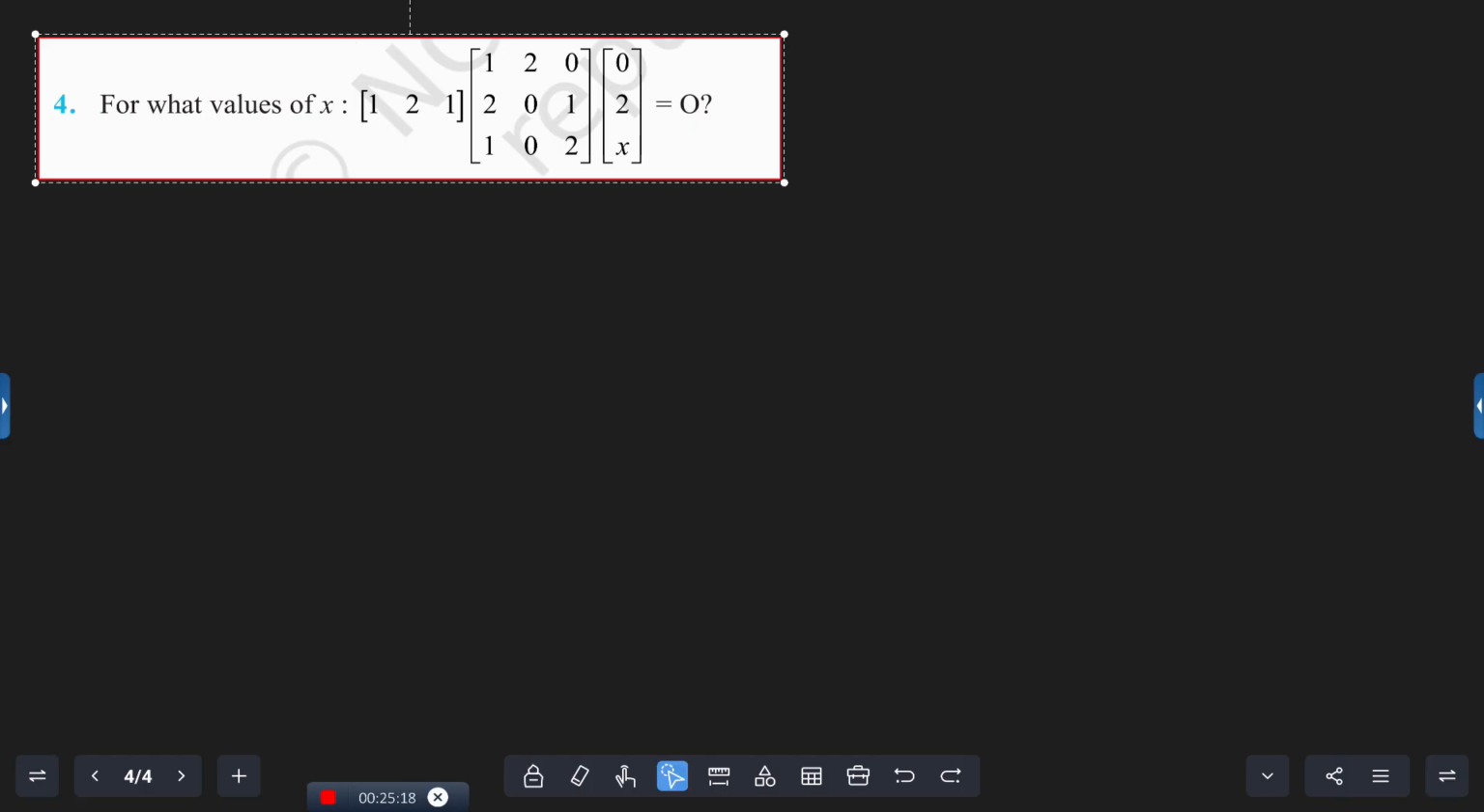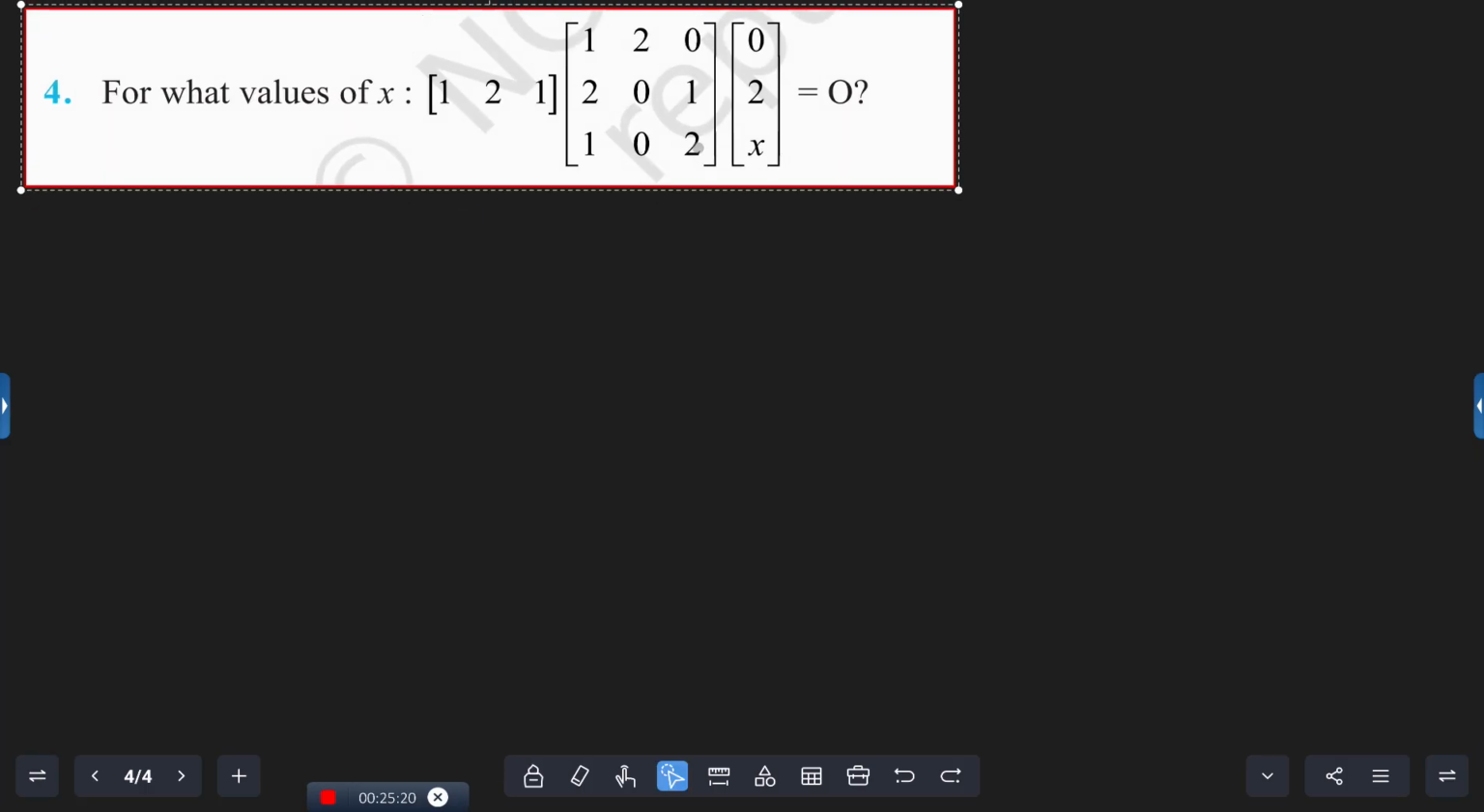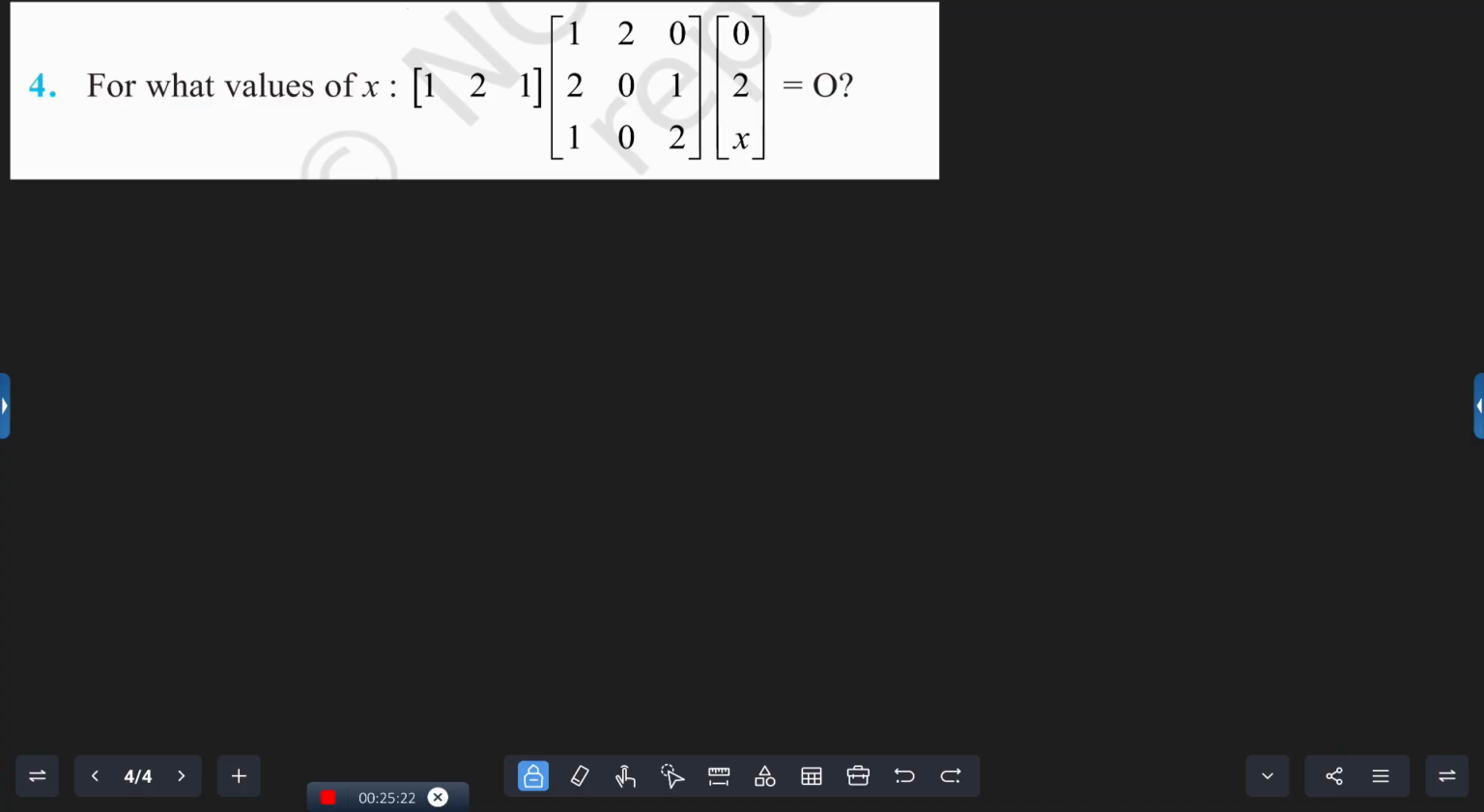So the fourth one: for what value of x will it give 0? For what value of x, when you multiply all the three matrices, will it give the 0 matrix? Listen carefully. Here 0 means the zero matrix they are mentioning. Actually, this is not a 0 but an O. O means generally we know the zero matrix only, right? So that is what they are telling.